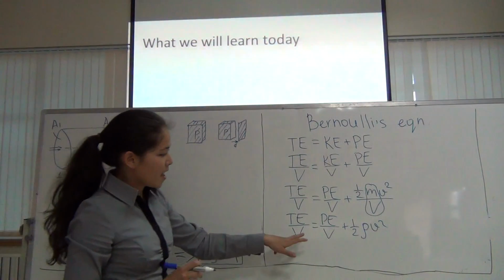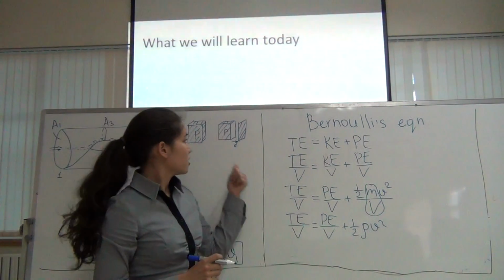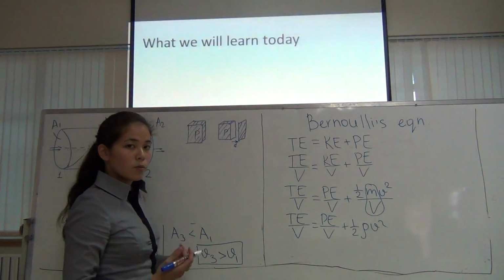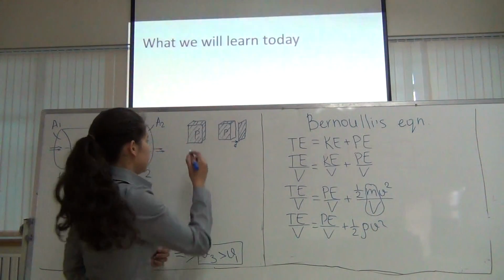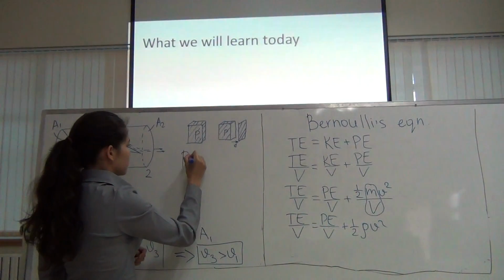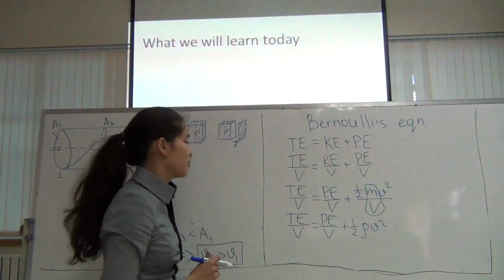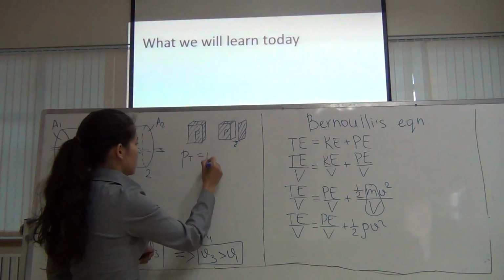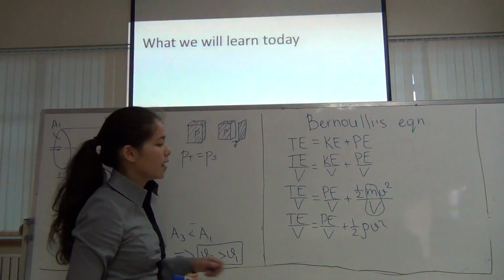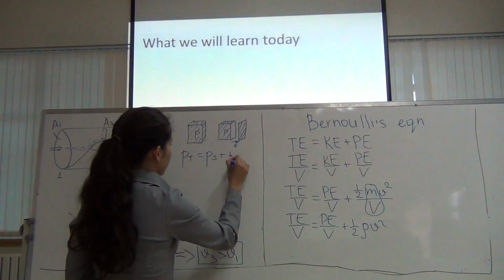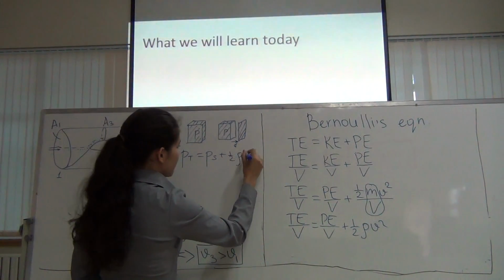So let's rewrite this equation with our conclusion from here. So total energy per volume will be just total pressure, and potential energy per volume will be static pressure. And we add the quantity, that is 1/2 rho v squared.